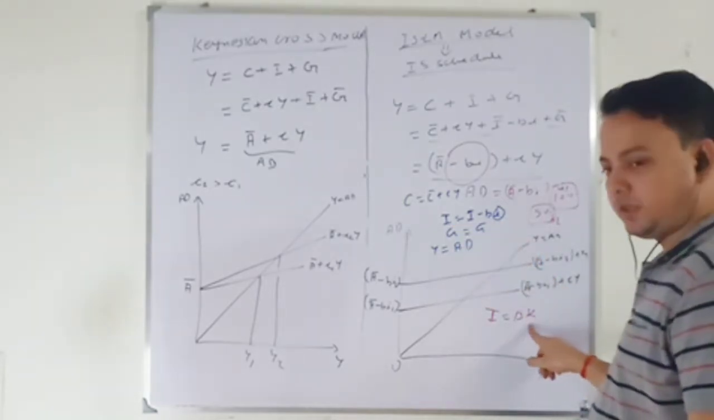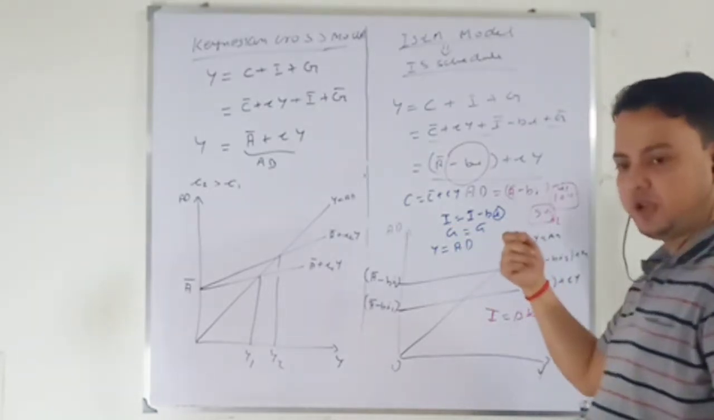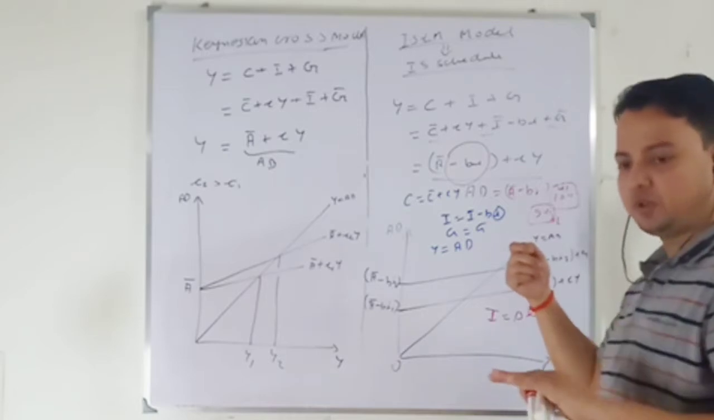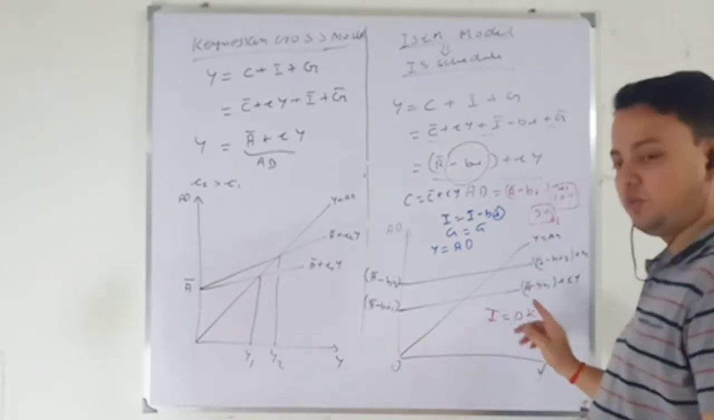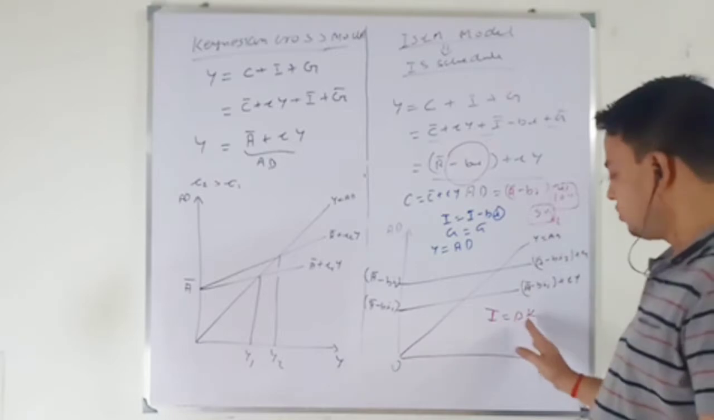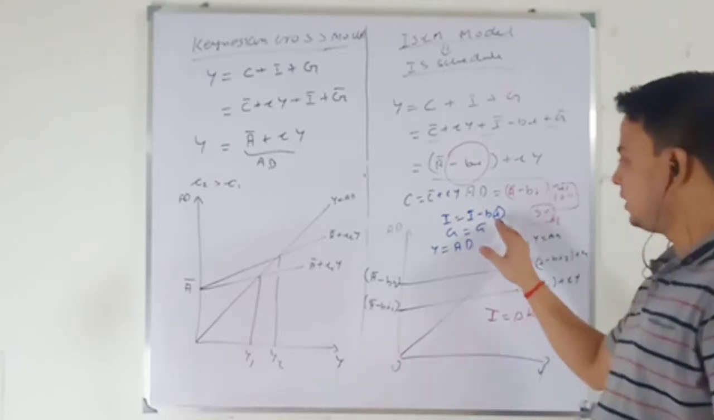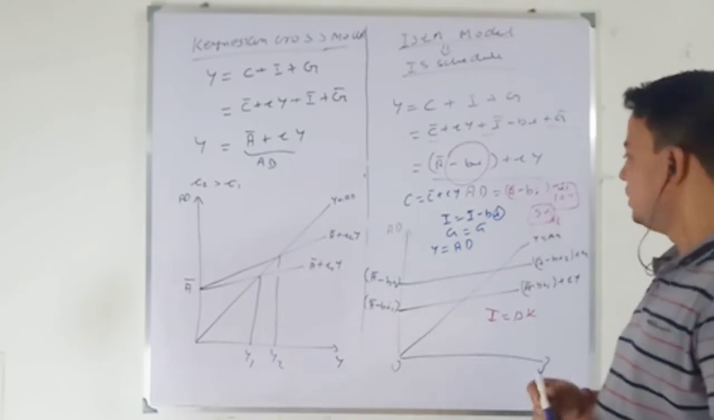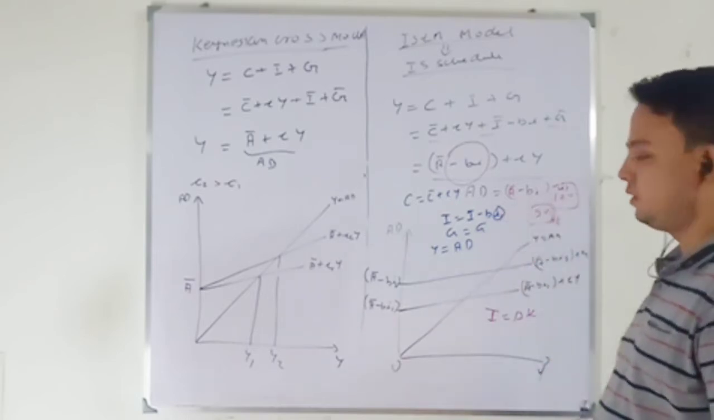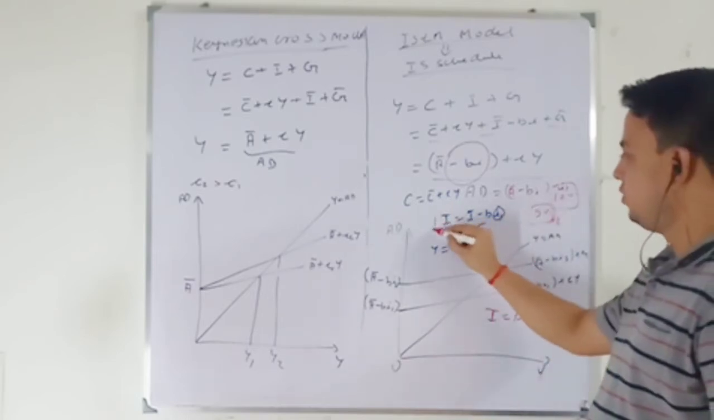Investment is addition to capital stock. So when the rate of interest is high, I will borrow less to have more capital. When I borrow less because interest rate is high, I will have less capital stock. That means less investment will be there. So there is a negative relationship between these two. When the rate of interest is high, I1, investment will be low.